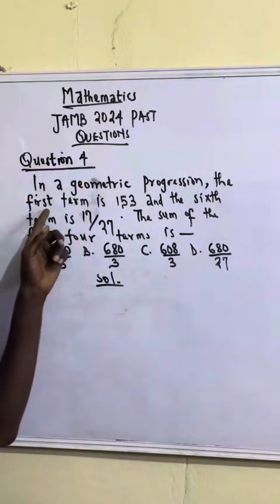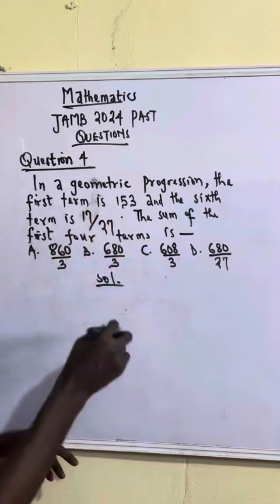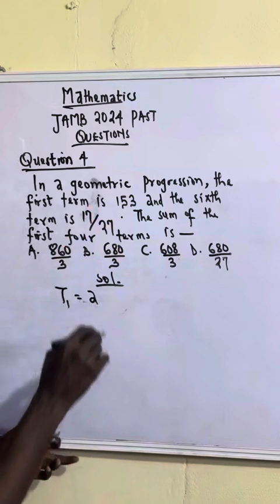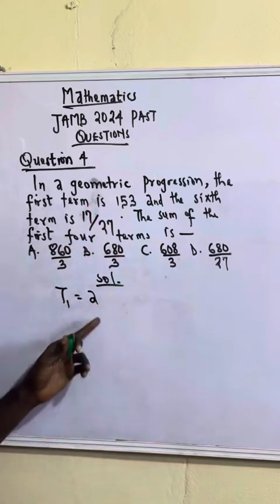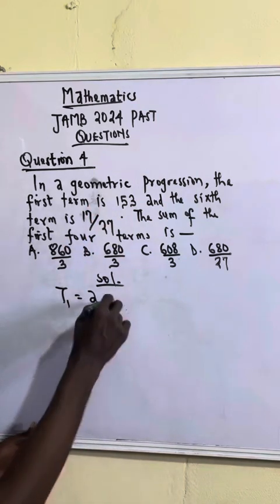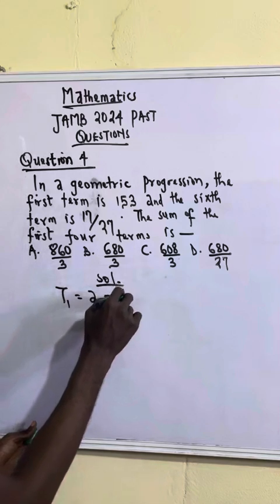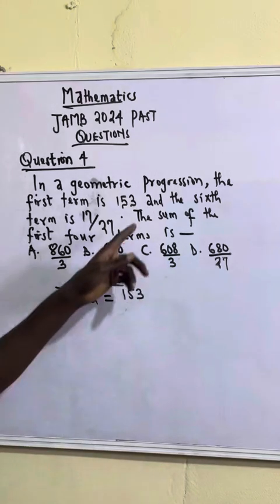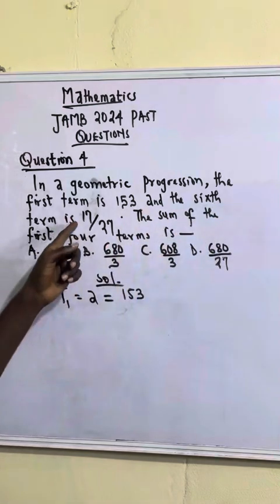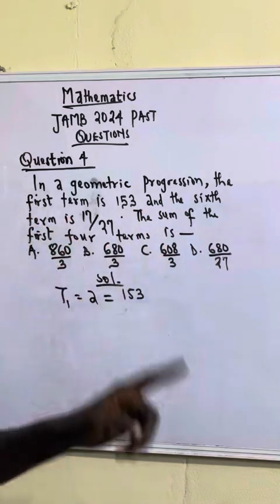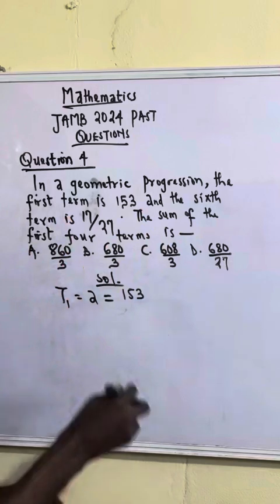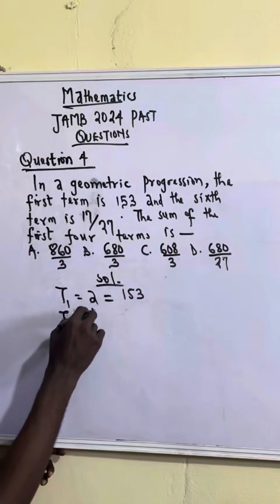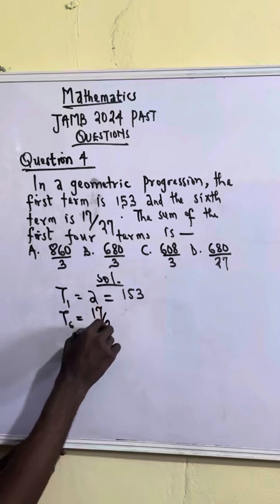So the first term is 153. The first term is taken as T1, which is conventionally taken as A. So A in this case is 153. Now next, it said the sixth term is 17 over 27. So T sub 6 is equal to 17 over 27.